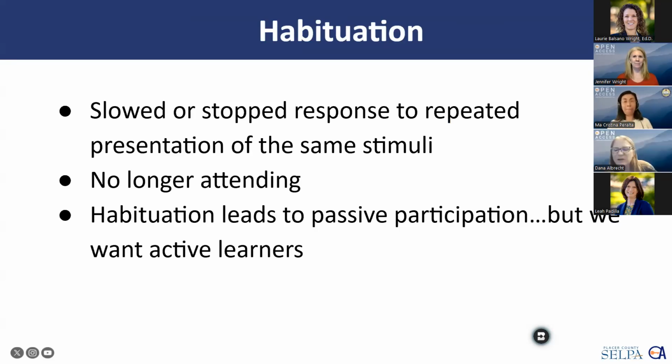All righty. So one of the ways that we can help to keep our students engaged is to avoid what we call habituation. So habituation is when our brain stops attending to something because it's experienced that something over and over again. Like, for example, when you're driving on autopilot, or you're going through the motions of your morning routines, and you're doing it all without thinking.